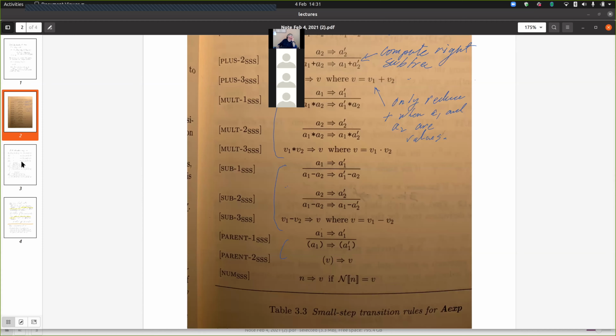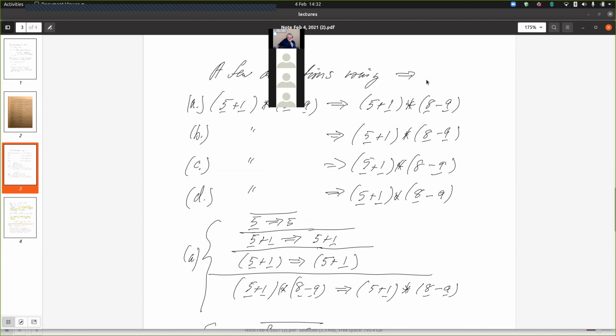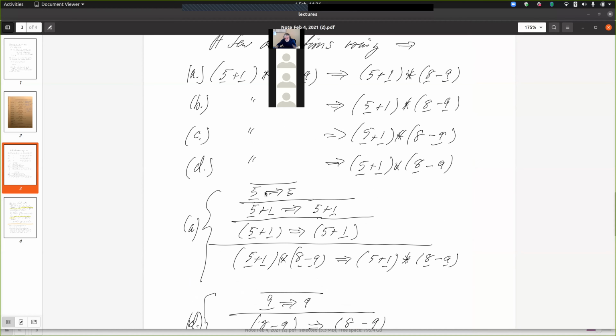So let's see. All right, let's look at some of the derivations that you could do. You could say this A expression evaluates to this A expression. What I've done is go into the left subtree argument and get back 5, and then I replace the 5 coming down, and so I go to here. This derivation justifies that this is in the small step semantics relation to that.